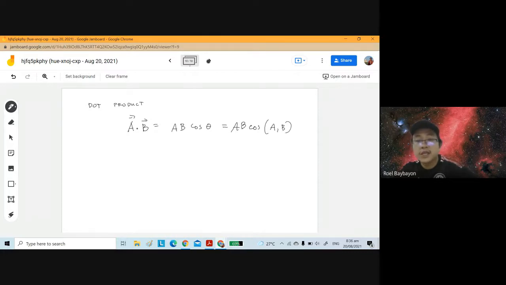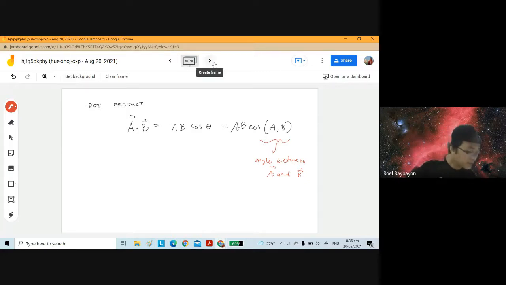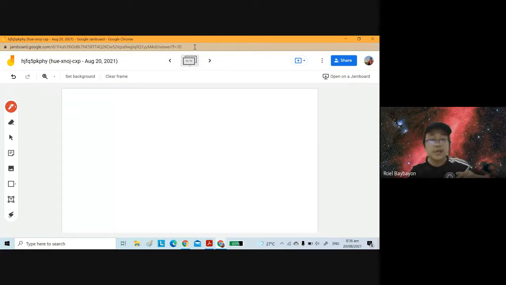Okay? This is the angle between vector A and vector B. So pwede nako siya masulat ang theta in parentheses A and B, para di ta maglibog later, nga unsa ni siya nga angle akong gamiton dapat.